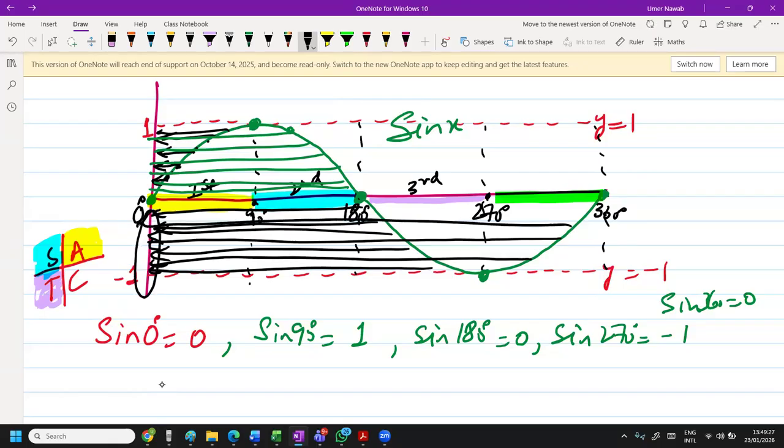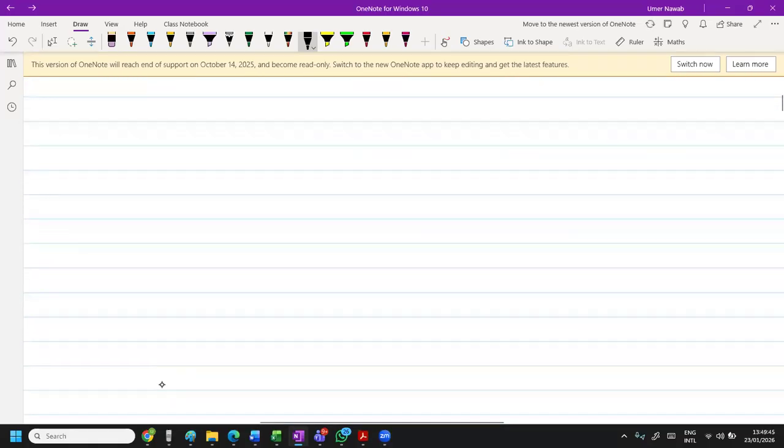All negative values are assumed by the graph. So in the fourth quadrant, sine is negative. I drew the sine graph in front of you and I tried to correlate it with the ASTC diagram, which helps you acquire some confidence in how the sine graph looks. Sine graph is like a wave.